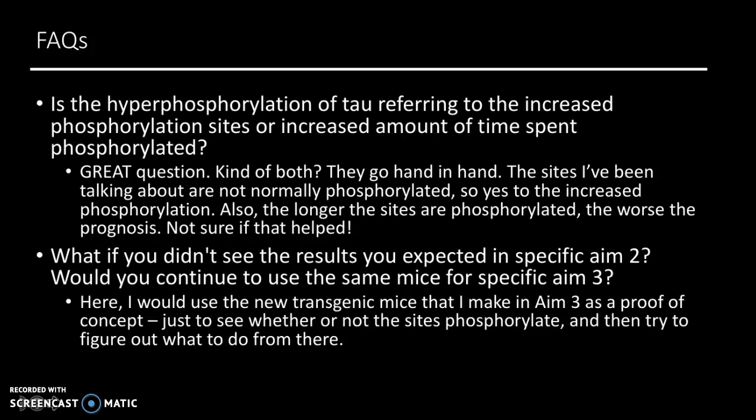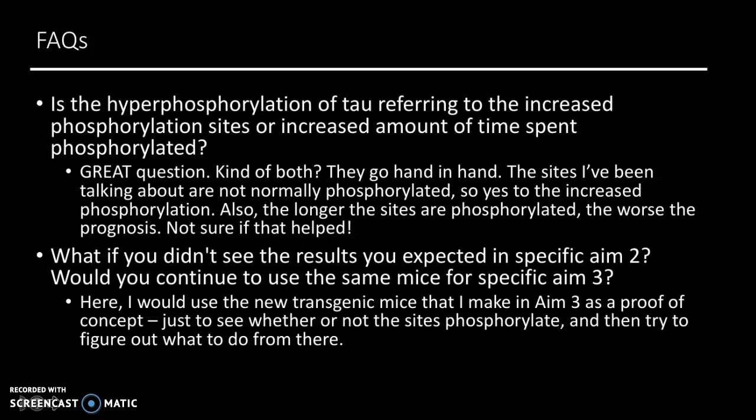Okay, this was a great question. Is the hyperphosphorylation of tau referring to the increased phosphorylation sites or the increased amount of time spent phosphorylated? It's both, kind of. So the sites that I have been mentioning, so the serine sites and then the threonine and tyrosine sites that are the earlier sites, these are not normally phosphorylated in tau, so yes, there is increased phosphorylation. But as you can kind of see in the Braak staging, the longer the sites are phosphorylated, the worse the prognosis is for the patient.